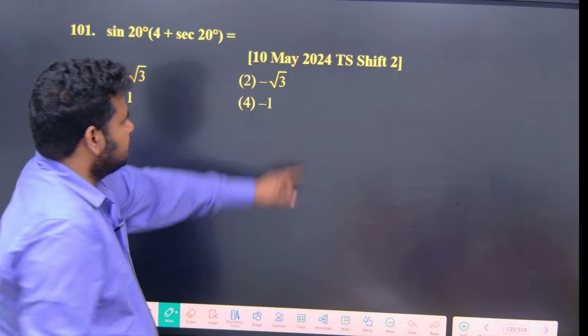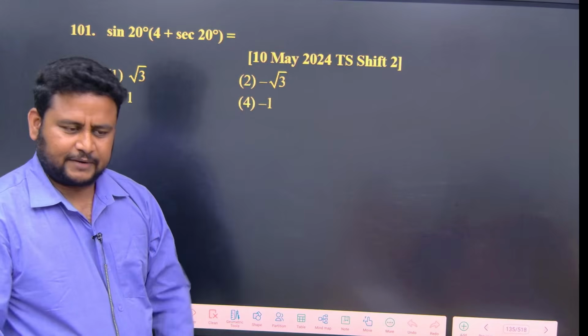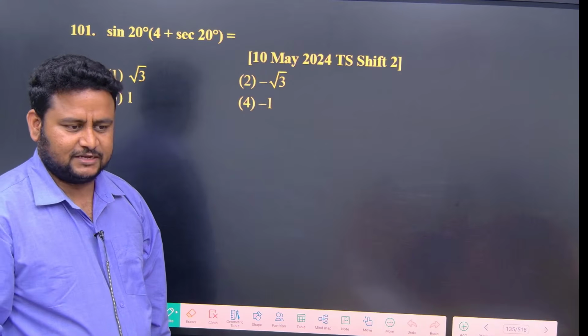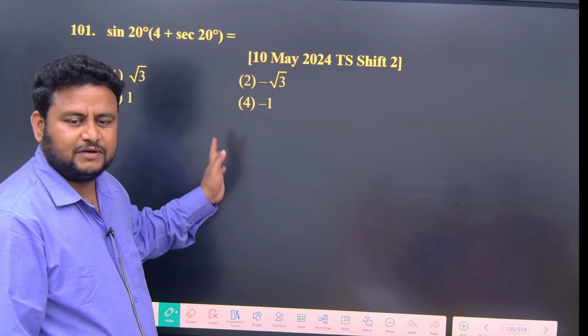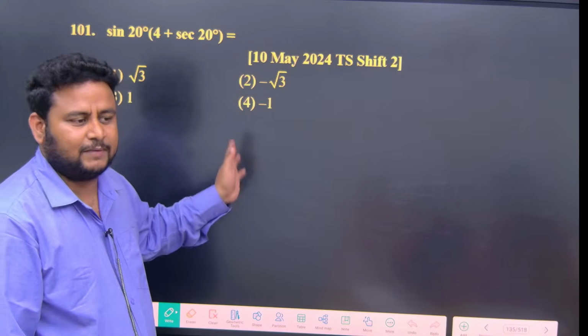So see here, 2024 Telangana. See, the most focus should be on PYQs. Practice questions anyways we give. There also PYQs will be there. But in the class I will be solving more PYQs. That will give more confidence, and also you know how to apply the concepts.